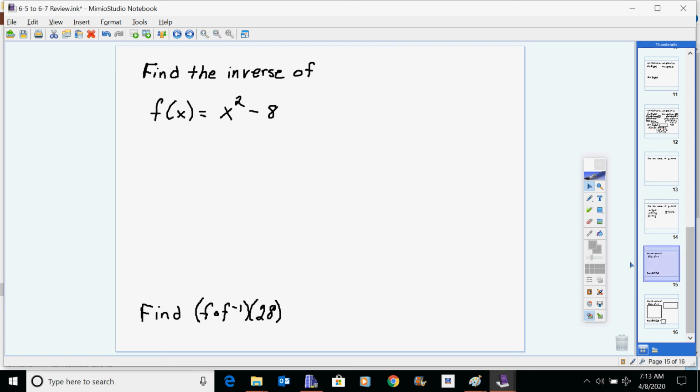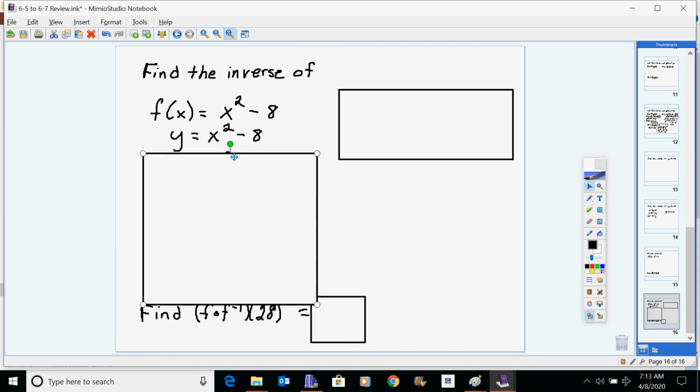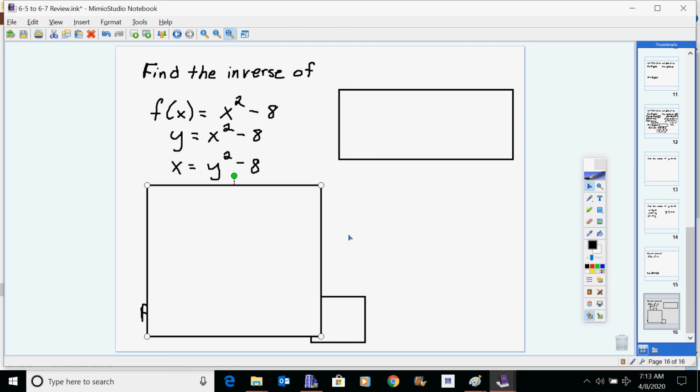All right. A little bit more on the inverse, sometimes we can have it in function notation. So when we do this, our inverse function of this, we take this to be a y, the f of x becomes a y, then switch your x and y. So this becomes x, this becomes y. Then solve for y.